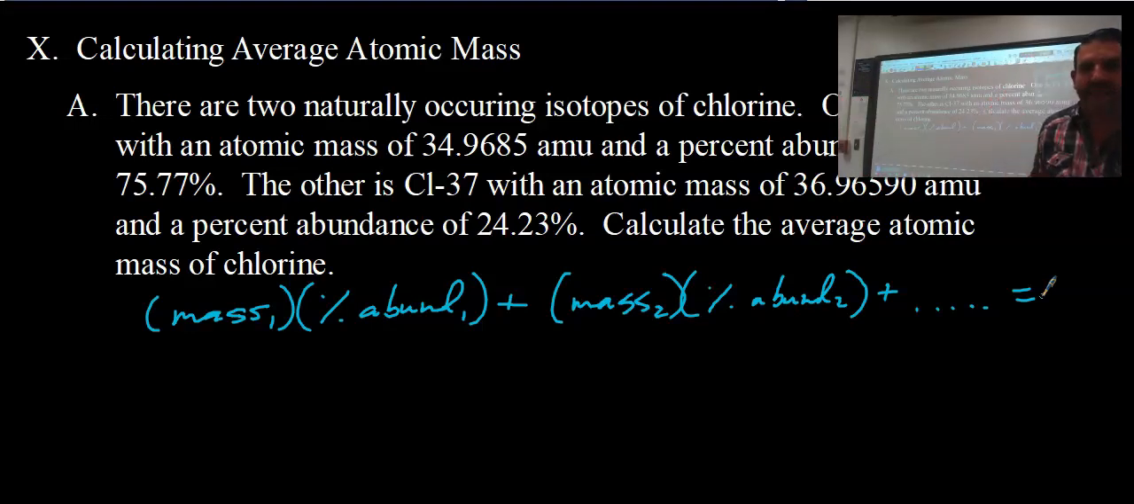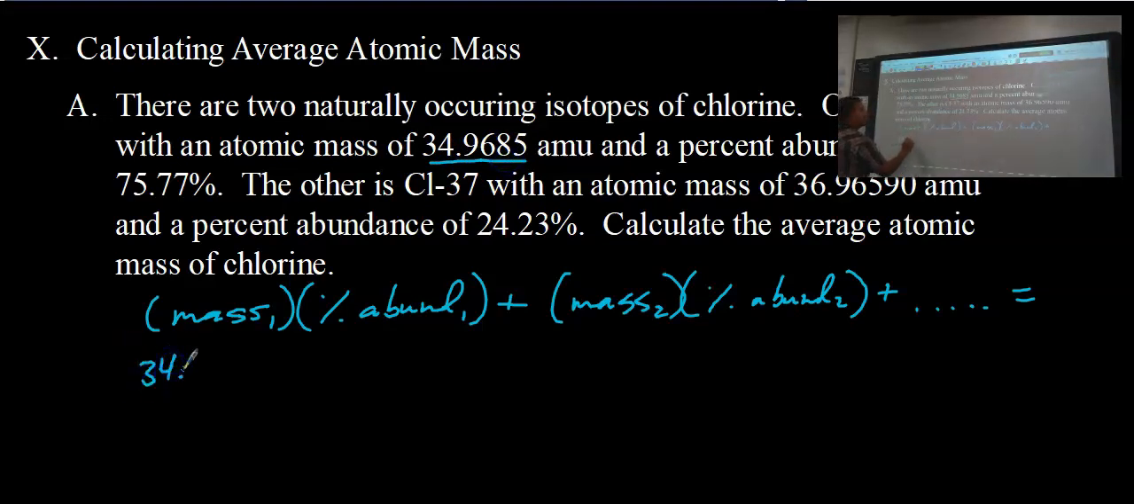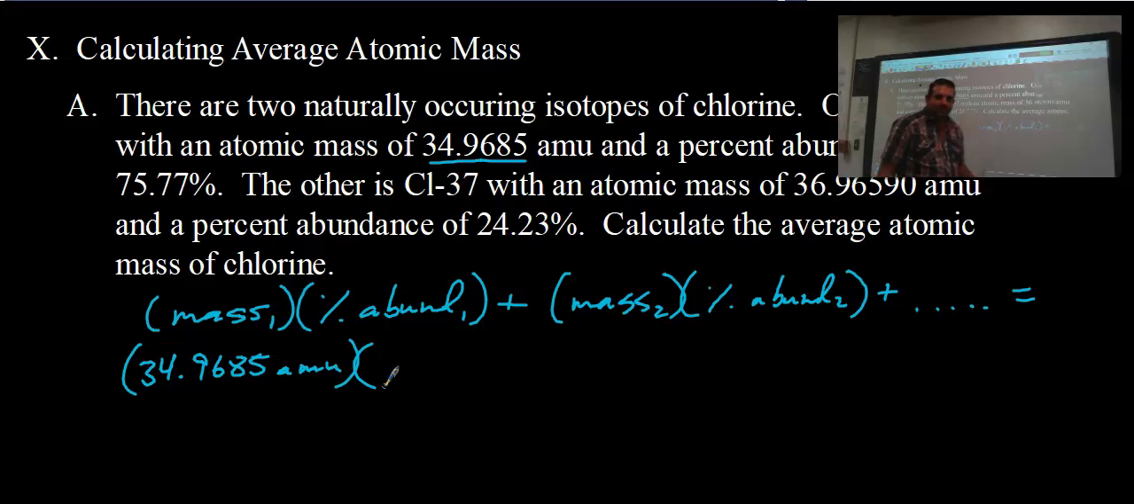Let's set it up. I'm going to have you calculate the answer because I want you to use your significant figures. So the mass of the first isotope, we'll take this one here. We're going to take that and multiply it by the percent abundance of that isotope. And again, I said, go ahead and take that percent and convert it to a decimal. You can do so by dividing by 100. So we get 0.7577.